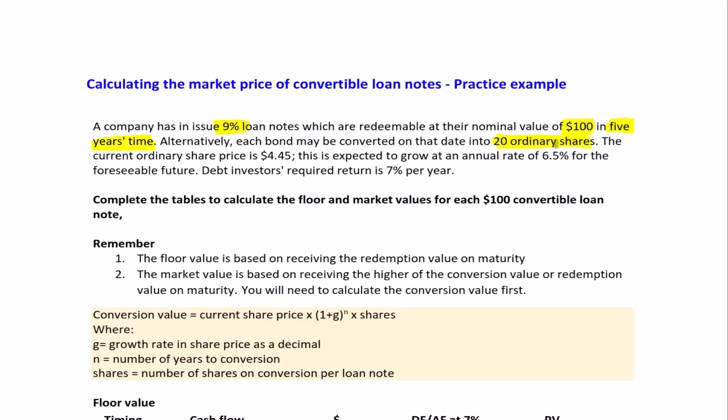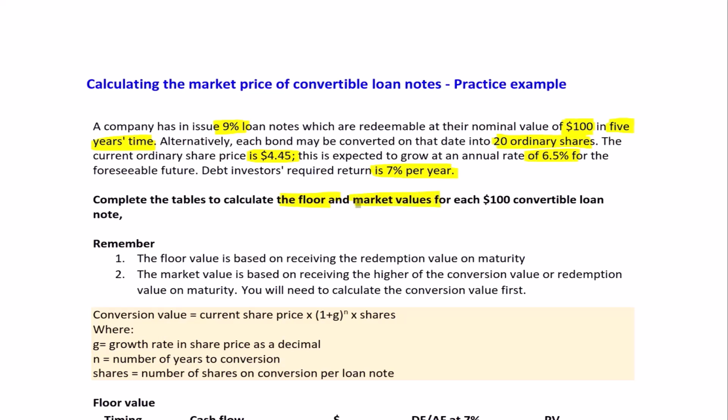Now we have some information about the current share price and its expected growth rate. So the current share price is $4.45, and it's expected to grow at an annual rate of 6.5%. We are now told that debt investors' required return is 7% per year. 7% will be our discount rate, therefore. We're now expected to complete the following tables to find the floor value and the market value.